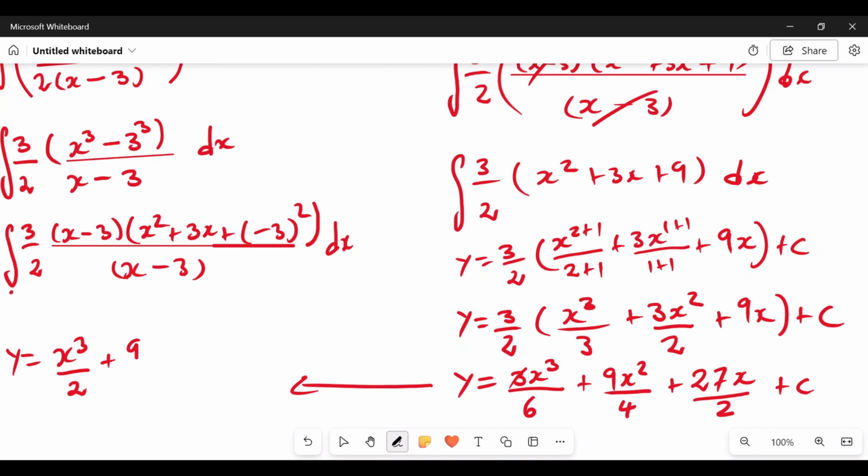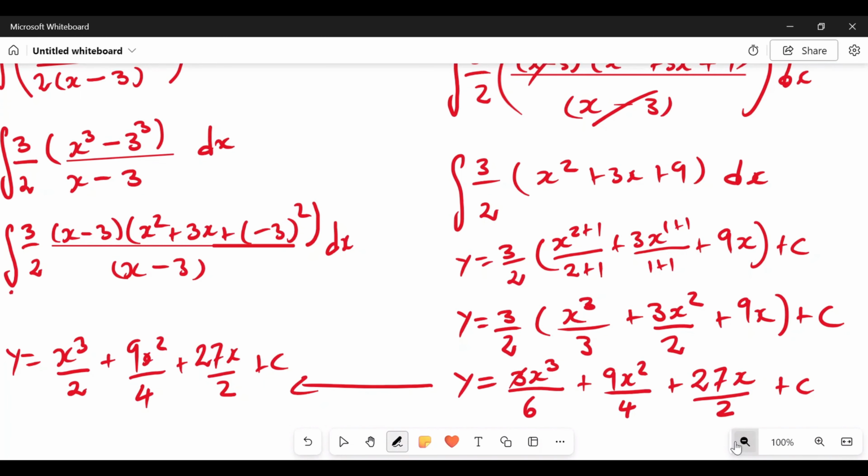They are fine. We have 9x squared divided by 4. There is no common factor there. It's fine. And then the second last term, we have 27x divided by 2 plus c. So, guys, this is our final answer. I hope you guys managed to understand this one.